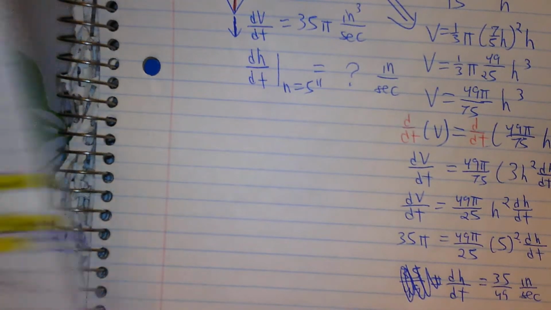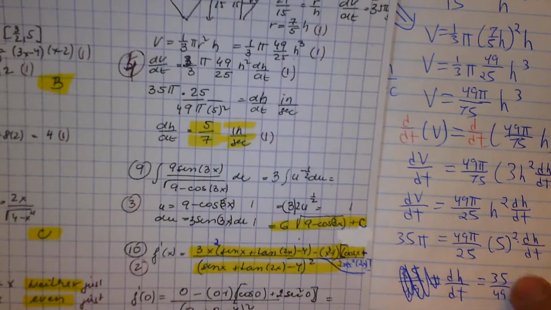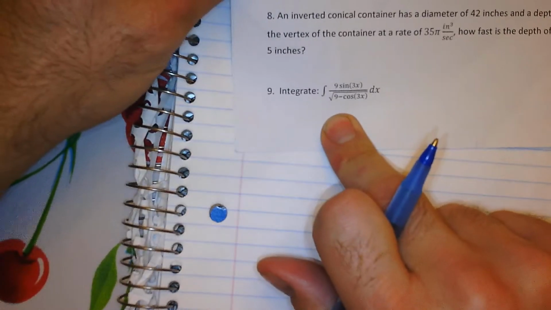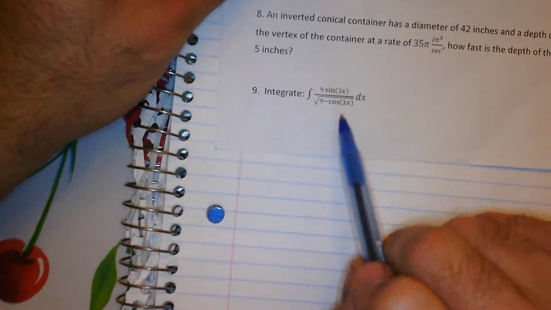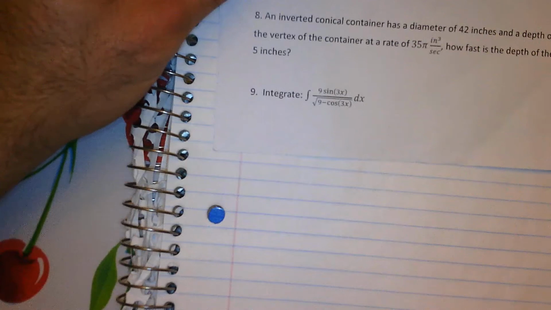Okay, now we check that answer. Number 8 here says they got 5/7. So if you divide by 7, you get 5/7. Same thing. Great. So let's go on to number 9. Number 9 says integrate. Well, immediately I'm saying to myself, I don't know any simple rule for this. And then I say to myself, maybe U substitution?